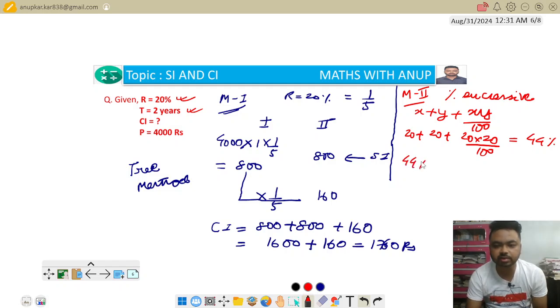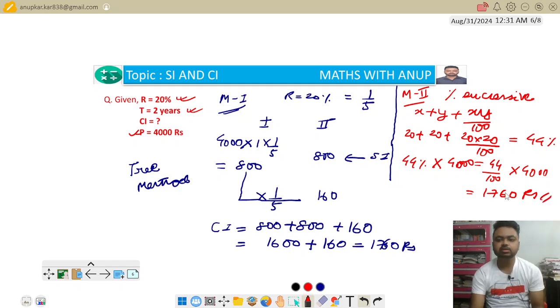So 44% of the principal value, which is 4000. This is my principal. We apply 44% directly to 4000. 44 by 100 into 4000, which again comes up to be 1760 rupees. So you can see that you can apply any of the methods. Now coming to method number 3.